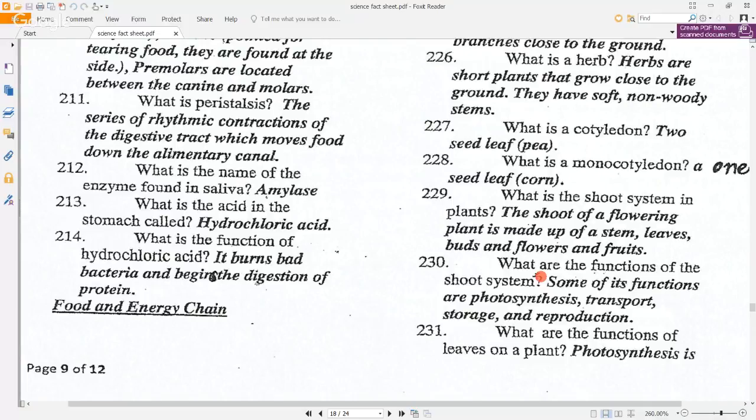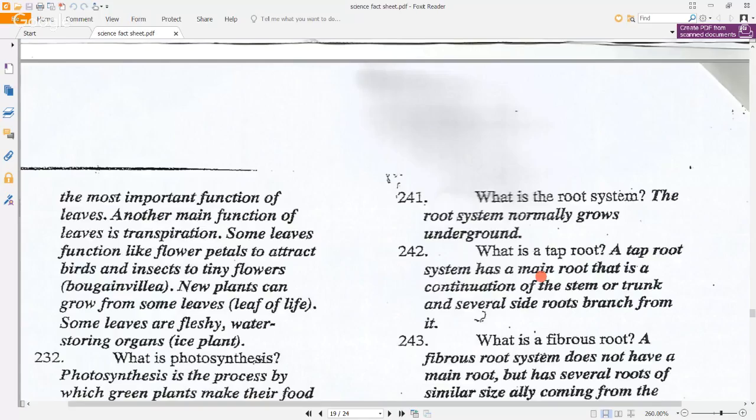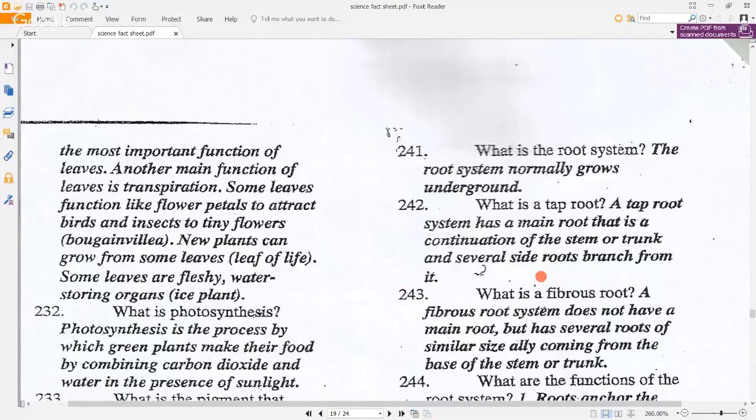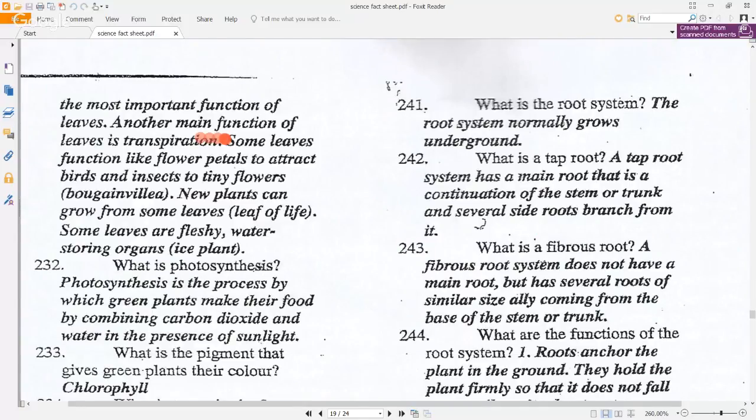What are the functions of the leaves on a plant? Photosynthesis is the most important function of the leaves. Another main function of the leaves is transpiration. Some leaves rather function like flower petals to attract birds and insects to tiny flowers, for example, the bougainvillea. New plants can grow from some leaves, for example, the leaf of life. Some leaves are fleshy, water-storing organs, for example, the ice plant.